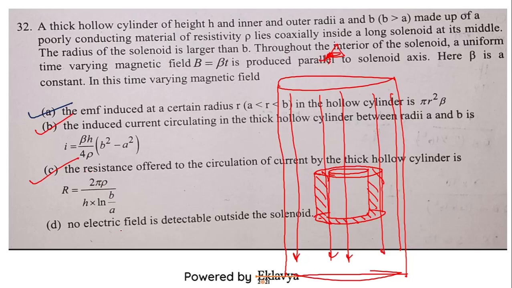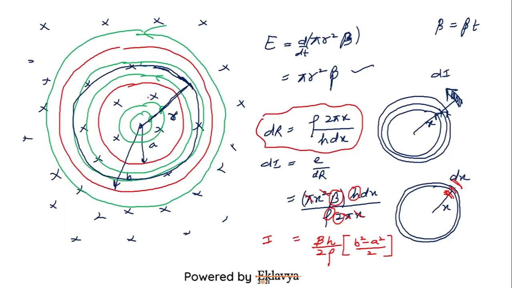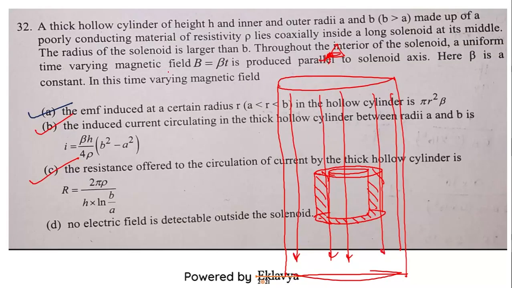Now D option says no electric field is detectable outside the solenoid. Well, that's not correct, because the magnetic field within the solenoid is changing, that will cause electric field to be induced outside the solenoid also. That's part of theory that you should know to answer this question. So D option says no electric field will be detected, so D option is incorrect. So the correct answers are A, B and C.